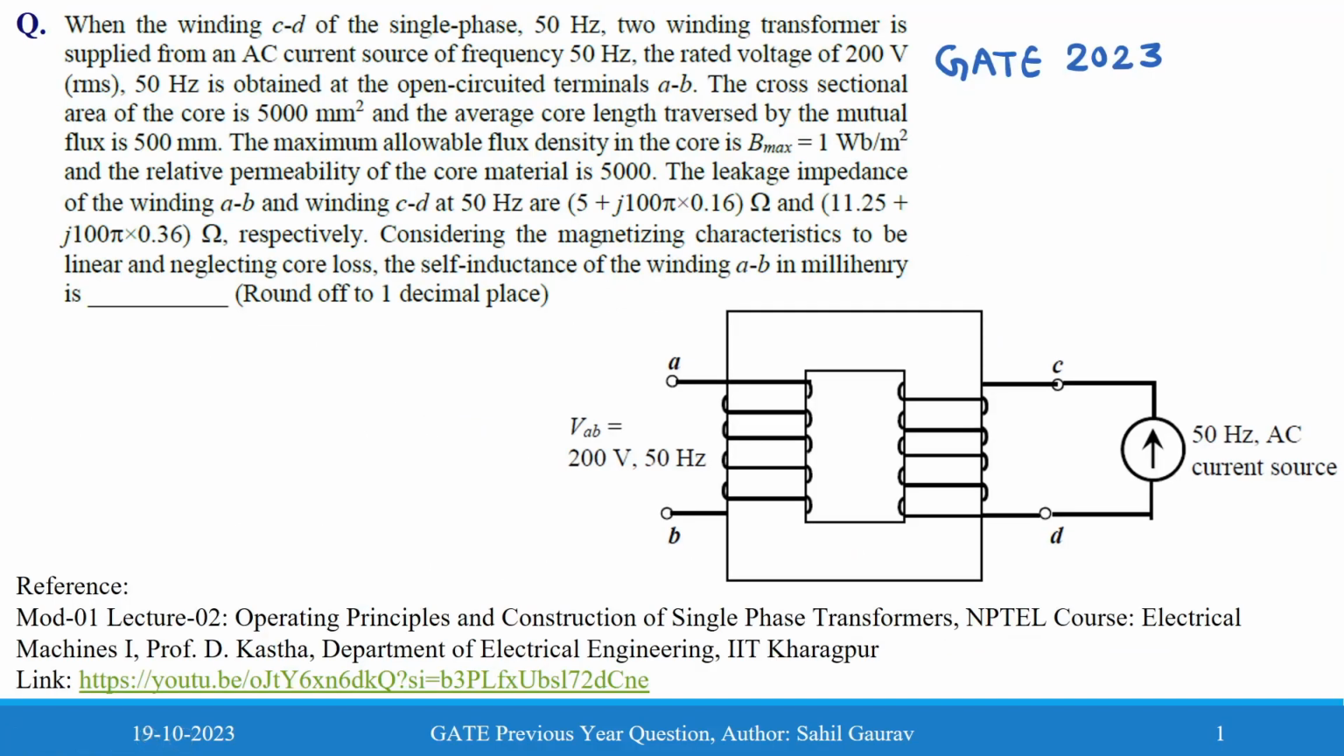Here you can see that the leakage impedance is given. So this will be AB. This LLAB, the leakage inductance of winding AB, will be 0.16 Henry. So this is the requirement for solving the problem. And similarly, you can also write the leakage inductance of CD is 0.36 Henry. This is not required here, but it is given in the problem.